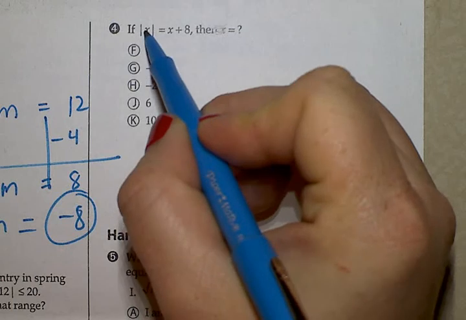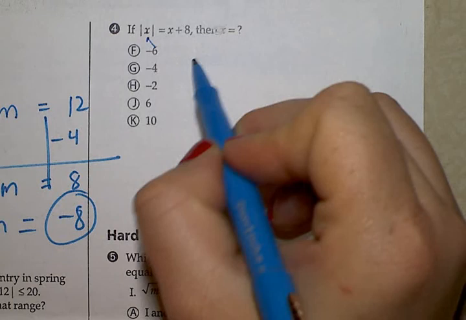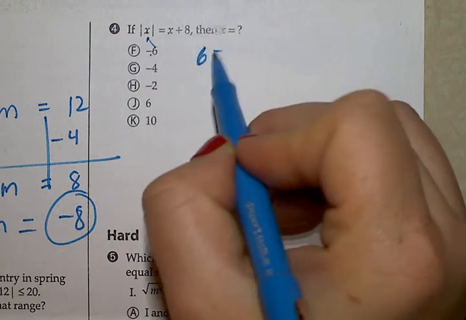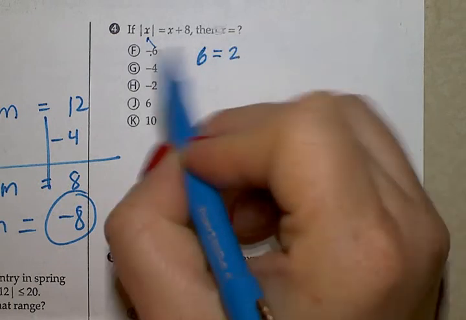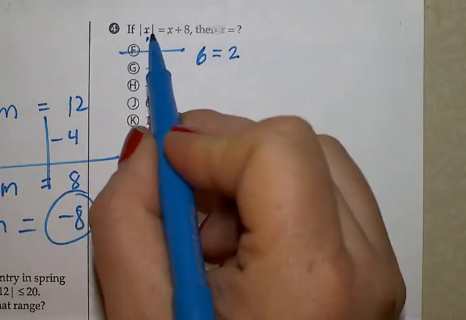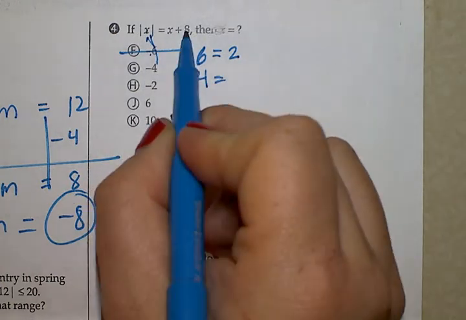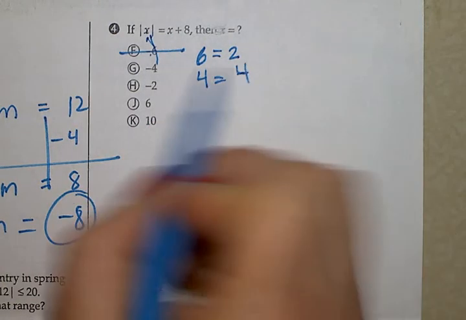The absolute value of negative 6 is 6. And negative 6 plus 8 is 2. Is that a true statement? Let's try negative 4. The absolute value of negative 4 is? And negative 4 and positive 8 is? Is that a true statement? Done.